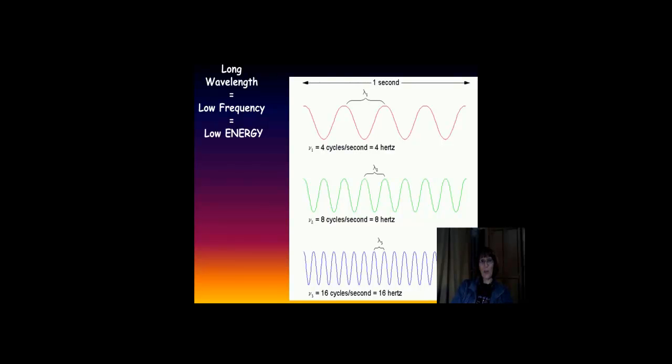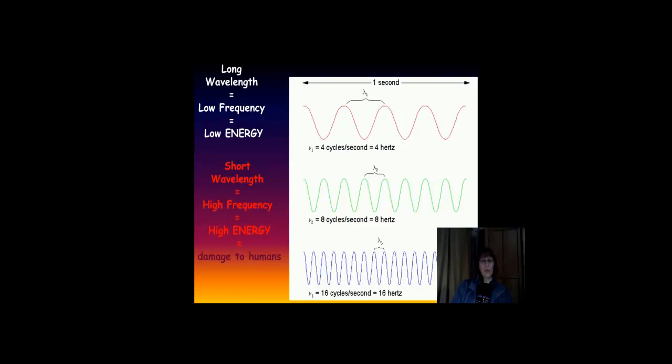In this case, they went from the top of one wave to the top of the next, and you get one wavelength. You go to the middle one, and you notice that the wavelength is shorter because you have more waves passing a point. You have 8 waves passing a point in 1 second. And then you go to that bottom one down there, and they're really a lot shorter, and you've got 16 waves passing a point in 1 second. A lot more energy there.